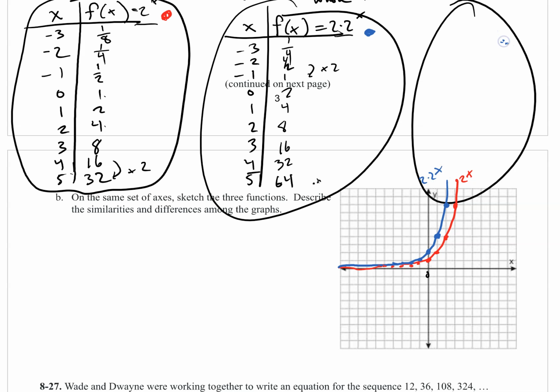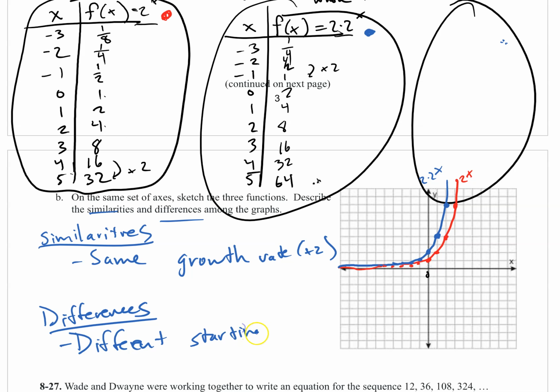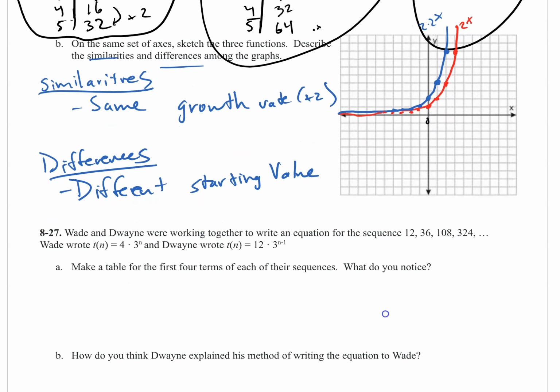Don't forget to do this one. Similarities and differences. So right away I noticed one similarity is same growth rate, which is times 2. But a difference I notice is, look at the starting value. One has a starting value of 1, the other one has a starting value of 2. So there's 2. Maybe you can think of some more. But those are the two that jump out to me.